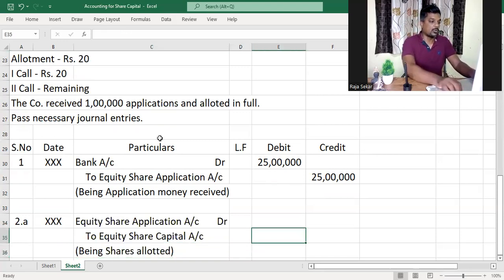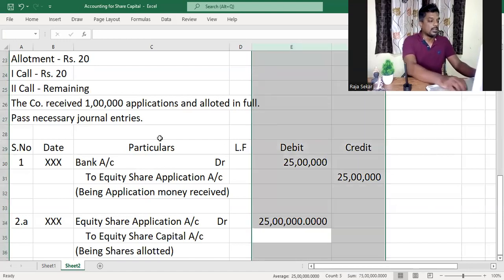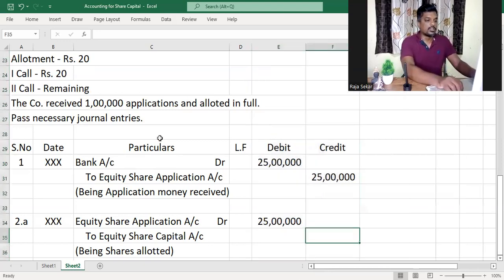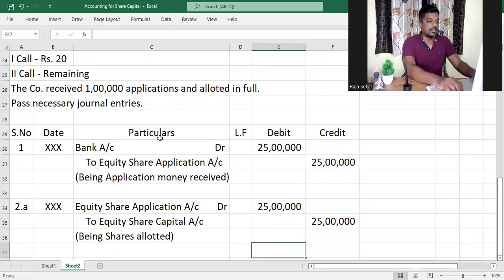Again, narration, I'm not putting a lot of effort into it. How much money will I transfer? I received 25 lakh application money. I have not rejected anything, which means all of them have become shareholders, and the entire 25 lakhs will be transferred by me to the share capital account. Understood, my dear children? So the entire 25 lakhs I will remove from the equity share application account and keep in the equity share capital account as I allot the shares.